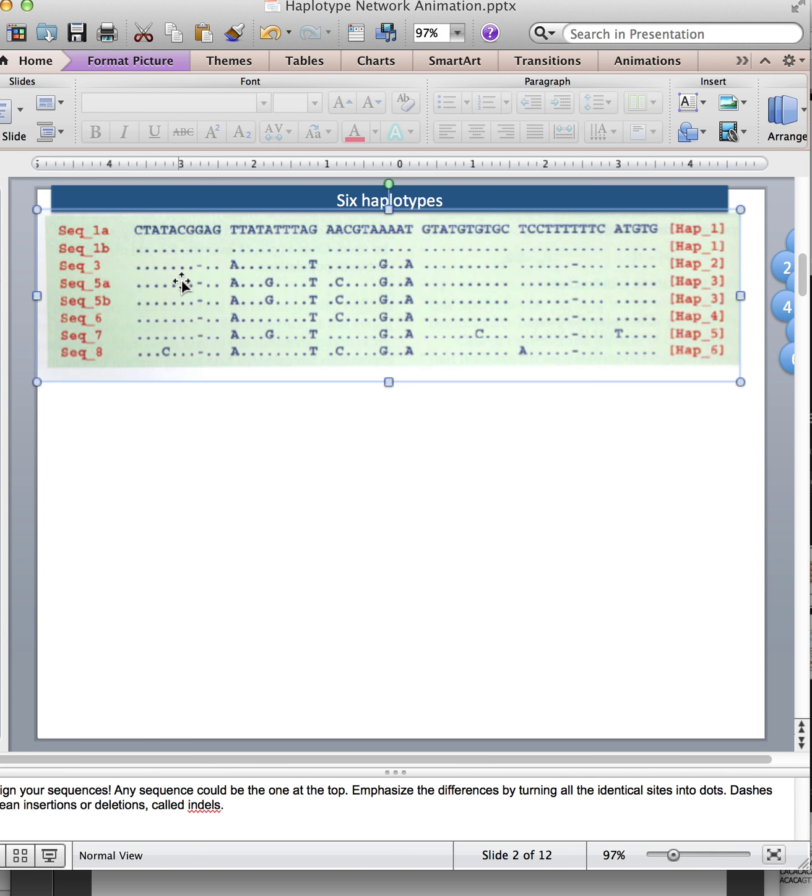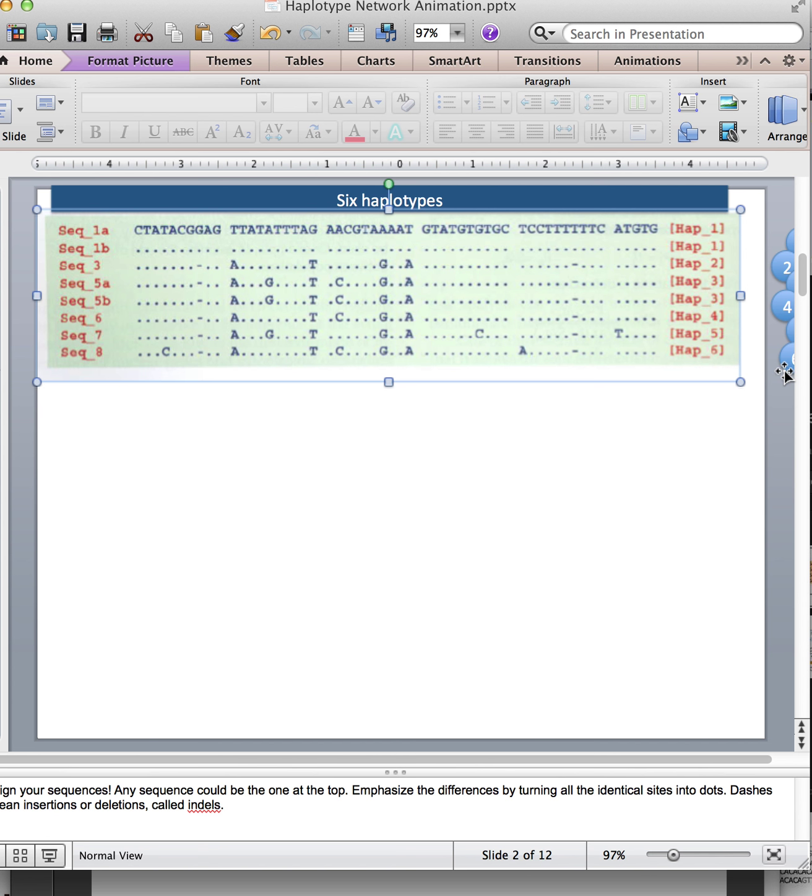You'll also notice there are some dashes. So right here, the top sequence has a G, but haplotype 2 in sequence 3 has a dash, and then sequence 5, actually all the rest of them have a dash. That means there's an insertion or a deletion. From your perspective, if you consider your original sequence to be sequence 1, you think that these sequences have a deletion. Or if you're looking at these sequences, then you would say that sequence 1 has an insertion. So we call them indels, an insertion or deletion.